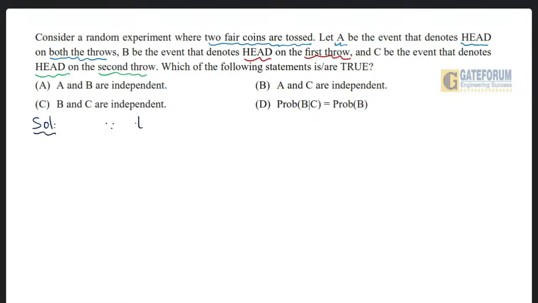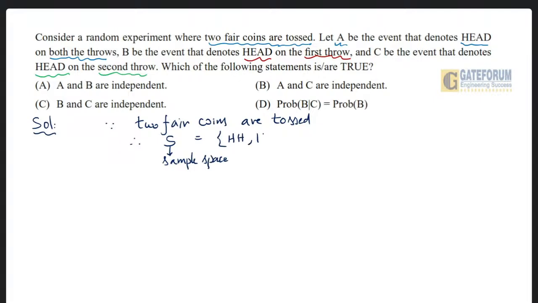Since two fair coins are tossed, therefore, yes, that is the sample space: HH, HT, TH, TT. So n of S is equal to 4, which implies mod S, that is the cardinality of the set S, is equal to 4.